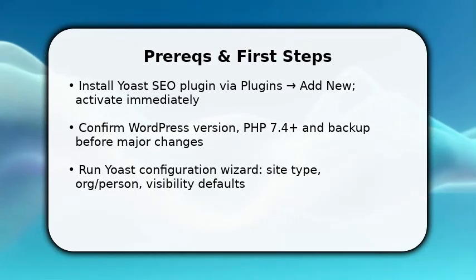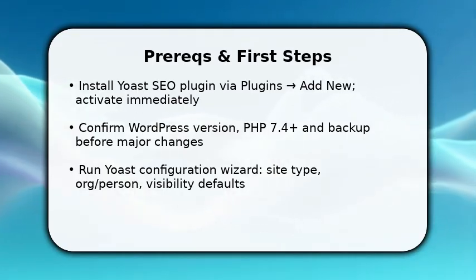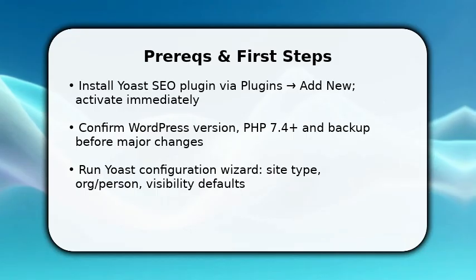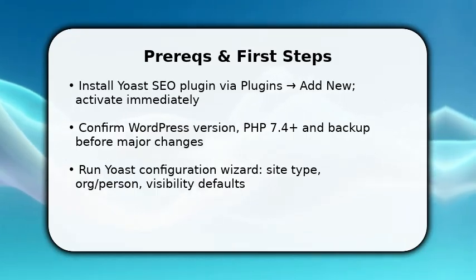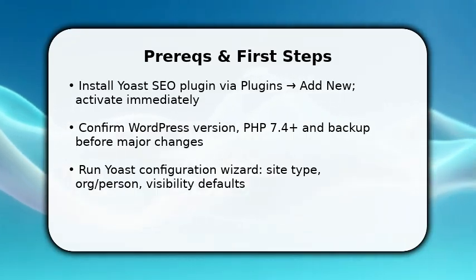You'll start by confirming prerequisites. WordPress and PHP meet requirements, and you have a recent backup. Once done, install and activate Yoast SEO from Plugins, right arrow, Add New.